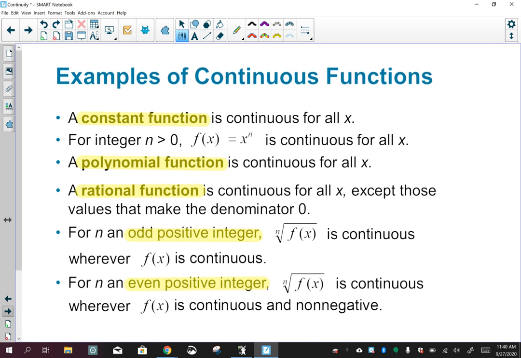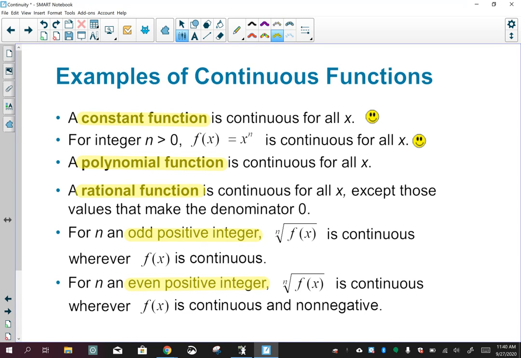So let's talk about examples of types of continuous functions. Anytime you see these continuous functions, these are automatically continuous. There's nothing you need to do because all of their domains are the same thing. They're all real numbers. So the first one, the constant function, basically you have a horizontal line. For the next one, the integer n is bigger than 0. So that's basically any type of continuous function here. This will be continuous as long as that n is greater than 0.